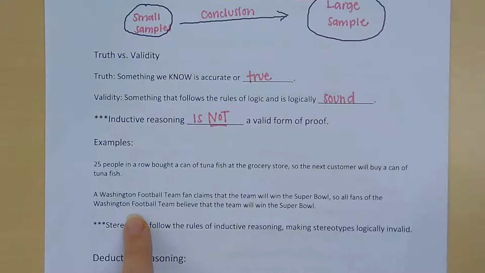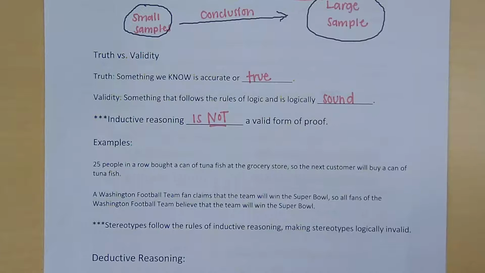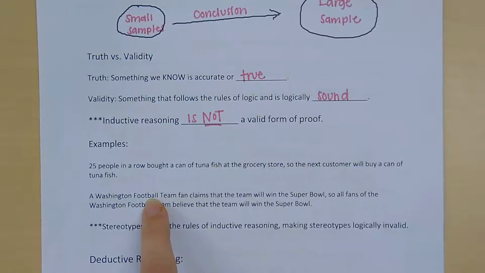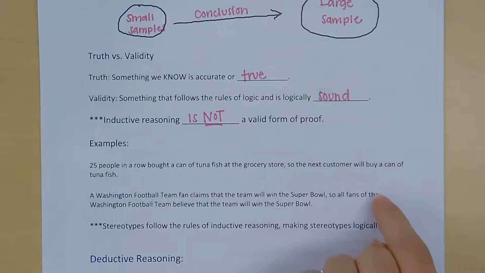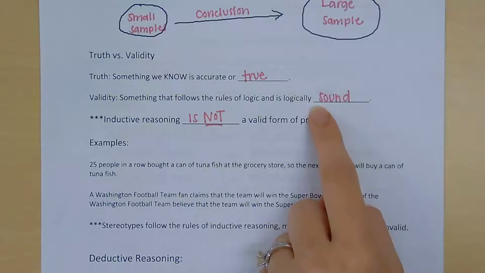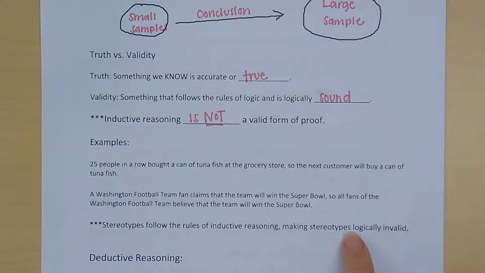A Washington football team fan claims that the team will win the Super Bowl. So all fans of Washington football team believe that the teams will win the Super Bowl. All right. This is another pattern. So one Washington football team fan claims that they will win the Super Bowl, and that means that the next person will as well. Again, maybe they believe it, maybe they don't. That is why this inductive reasoning is not logically sound. Stereotypes follow the rules of inductive reasoning. And so that means that stereotypes are logically invalid or not logically sound.